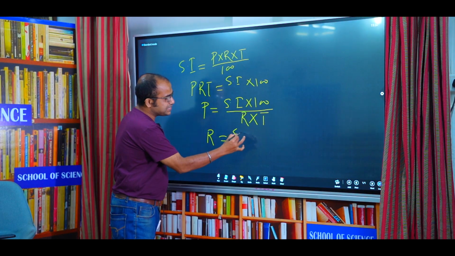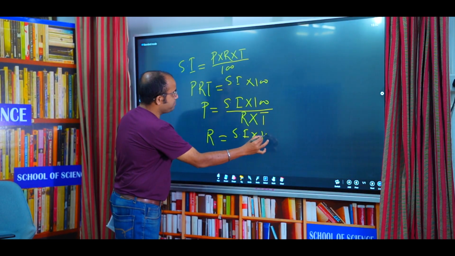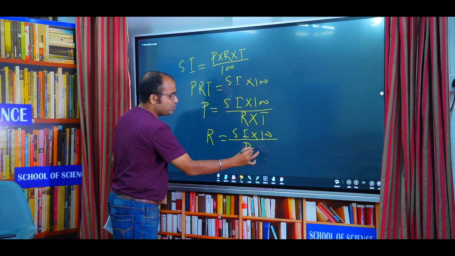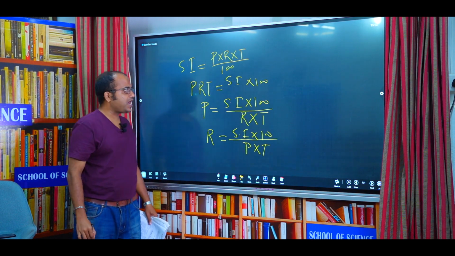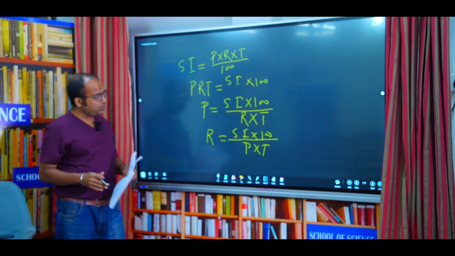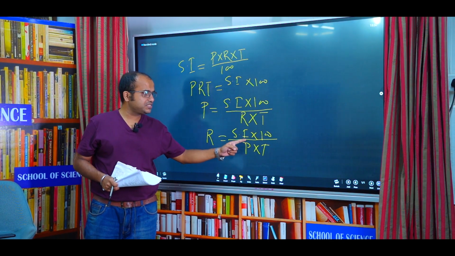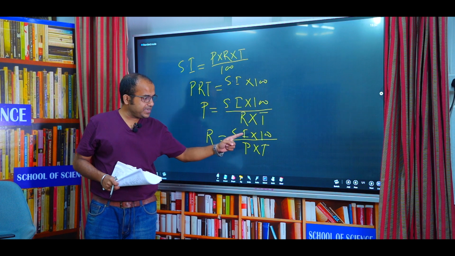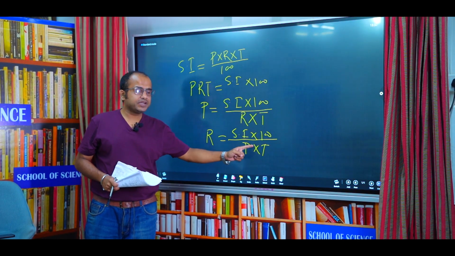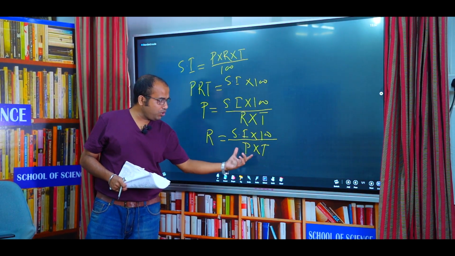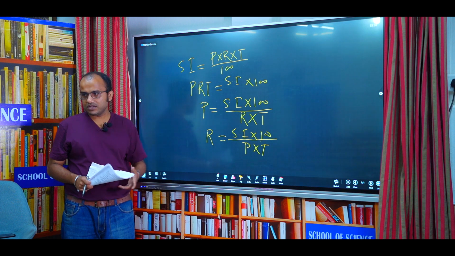R is equal to SI into 100 divided by P into T. This is the formula for R. Understood? So R is equal to what? Rate of interest. How do we calculate it? We multiply simple interest by 100 and divide by P, that means principal, into T. If all the values are known, we can easily find out the value of R.